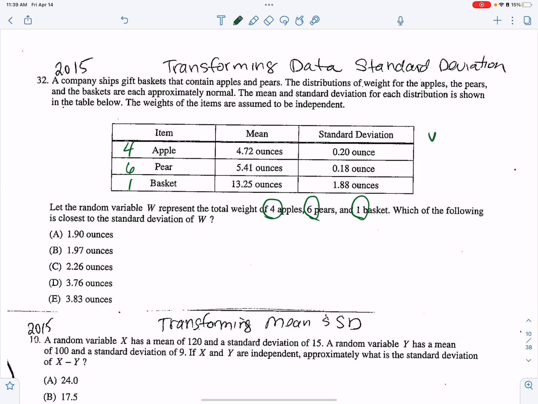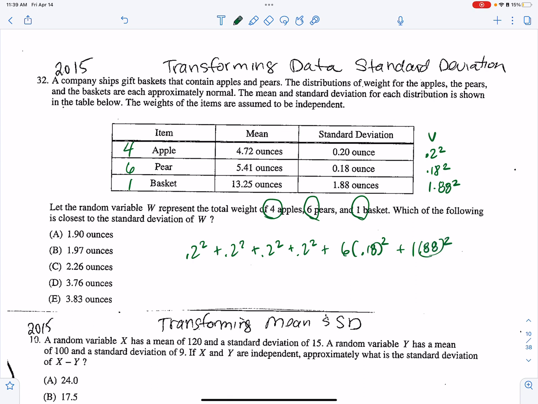And so I'm going to use the variance, which would be 0.2 squared, 0.18 squared, and 1.88 squared. Since I want them separate, I'm literally going to do 0.2 squared plus 0.2 squared plus 0.2 squared plus 0.2 squared plus, and I have 6 pears, so I'm just going to do it like this. And then 1 of these. Now that's my variance, and I'm looking for standard deviation, so the square root of that is going to get me 1.97 because they are separate. I have not taken them and multiplied them.